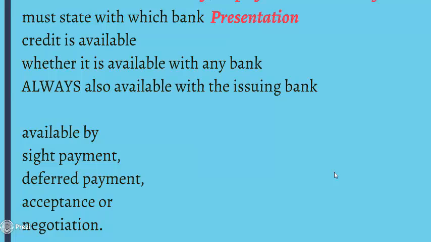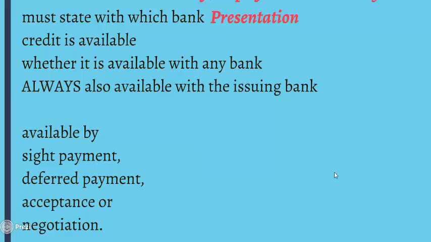Issuing bank, while issuing the credit, must state with which bank the credit is available. The credit should state with which bank the credit is available. What is available? There are two availables, available with and available by. Available by is available by honor or negotiation. Honor is sight payment, deferred payment or acceptance, and that is available by. Available with is available with a specific bank, that is the nominated bank, or any bank, wherein whichever bank chooses to be the nominated bank can negotiate such a transaction.